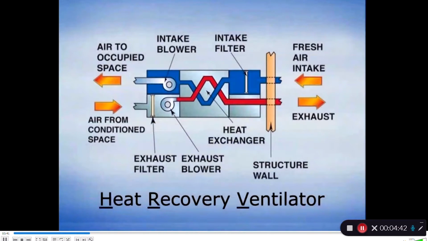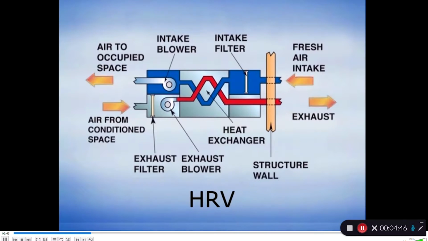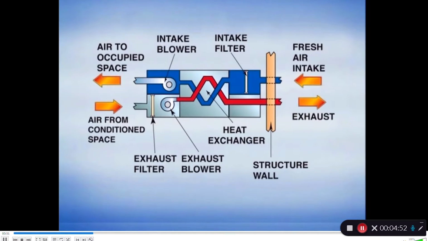The heat recovery ventilator, known as the HRV, is a mechanical method of providing ventilation to an occupied space. The HRV uses two ducts that penetrate the shell of the structure. One duct brings outside air into the space, while the other discharges air to the outside. The amount of air introduced to the space is equal to the amount removed. Both ducts pass through a heat exchanger.